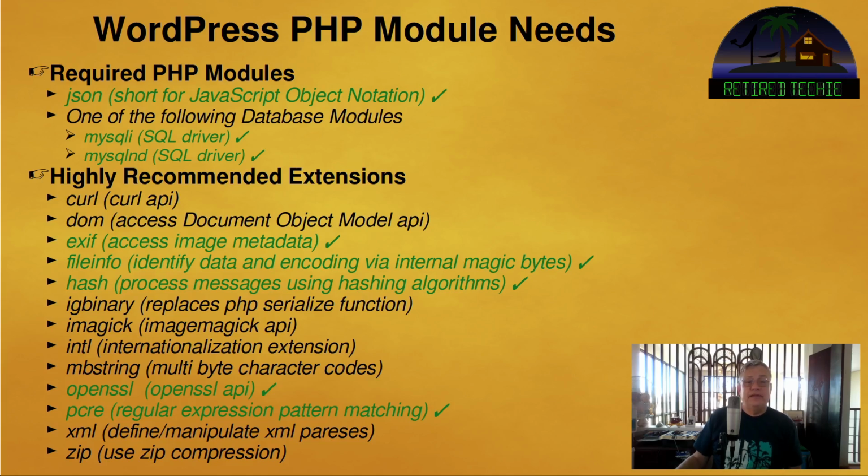File info is identity data and encoding via internal magic bytes. If you've ever used Linux, sometimes you'll notice files don't need to have an extension to be recognized for what they are. In fact, in some cases, Linux looks inside the file for these magic bytes. It tells it whether it's a PNG file or a JPEG file or a Word file or whatever. It's sometimes not reliant on an extension.